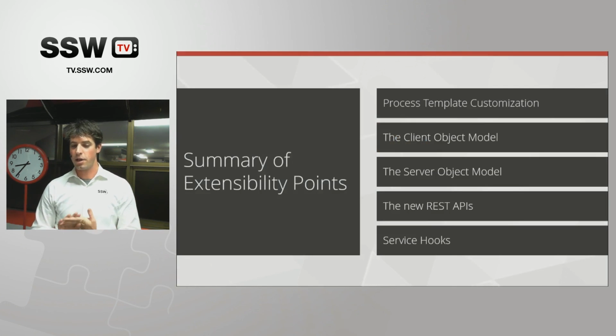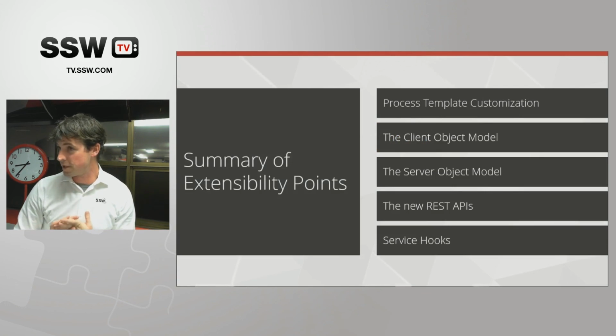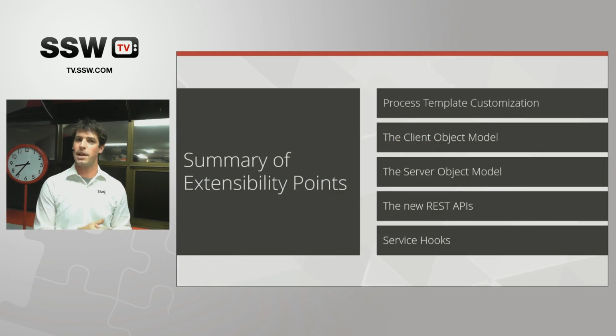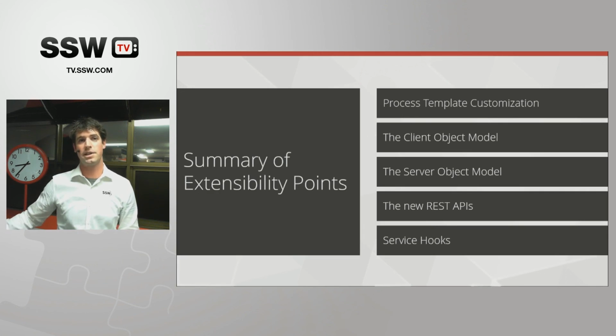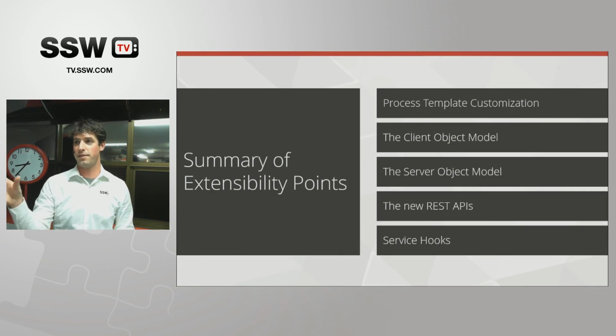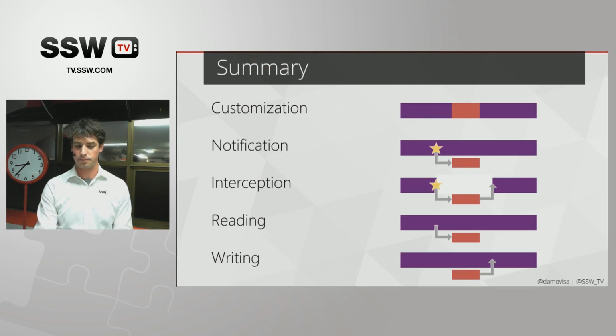Right, so there we go. So this is what we've looked at. We've looked at the process template customization first, which is plugging the team project template into your process. The client object model for talking outside of TFS, server object model for doing stuff inside TFS, and then the REST APIs for talking to TFS over the web from anywhere, and the service hooks as well to be notified when stuff happens over the web to anywhere. So the combination of all this stuff, you can see exactly how extensible TFS is.